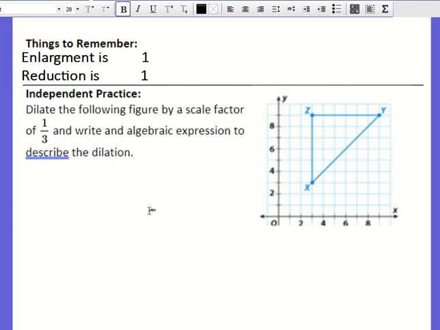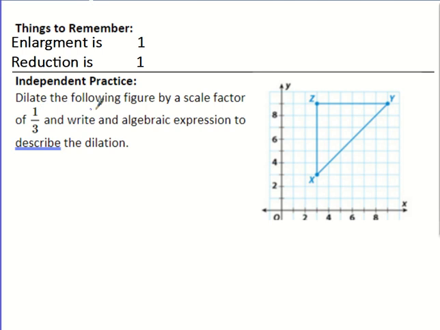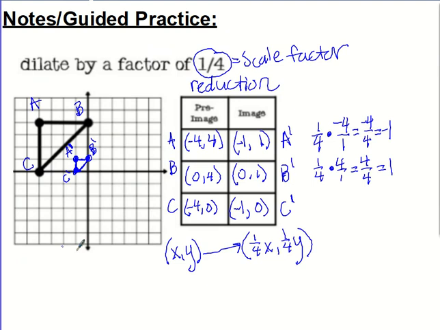So the independent practice is similar to the first problem we did. It says dilate the following figure by this scale, 1/3. So again, list the points and times it by 1/3. And then you're going to write the algebraic expression to describe the dilation. So this is identical to the first one.